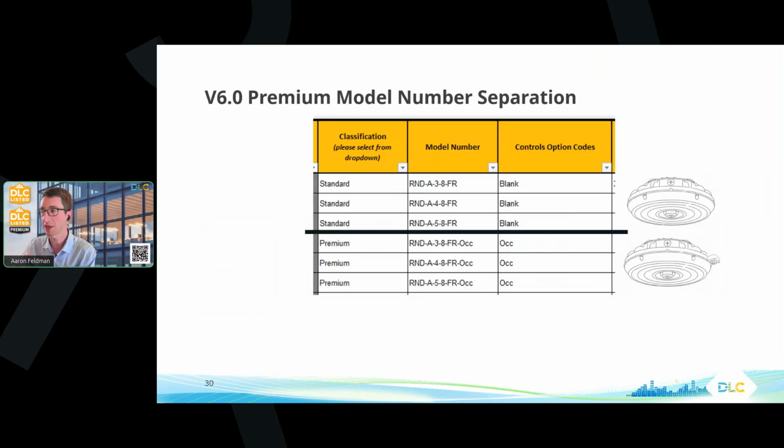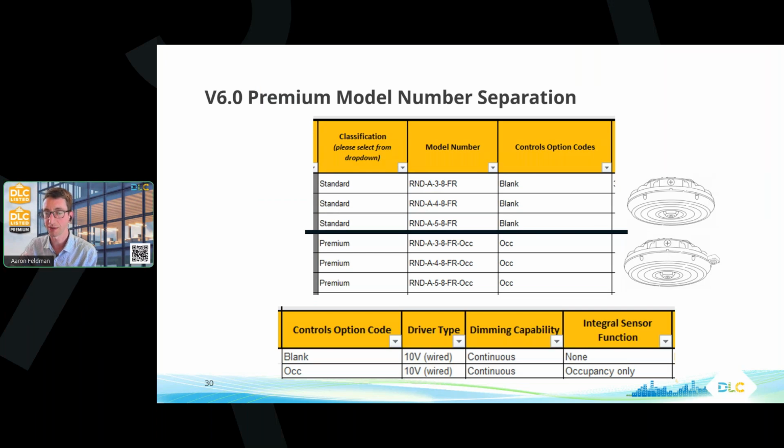And how you would submit that is within your application form. There'd be a set of 3 for standard and a set of 3 for premium for your different CCTs, and then your different controls, being no controls and your occupancy sensor. And then to detail out the capabilities of those controls, you'd have a blank for the default, and then OCC for your occupancy version.